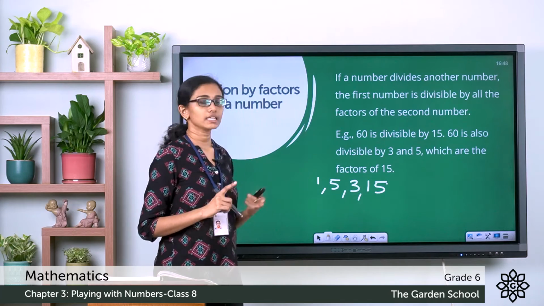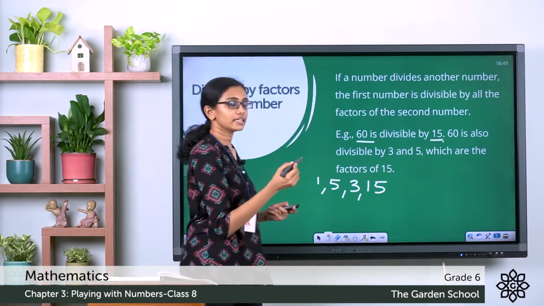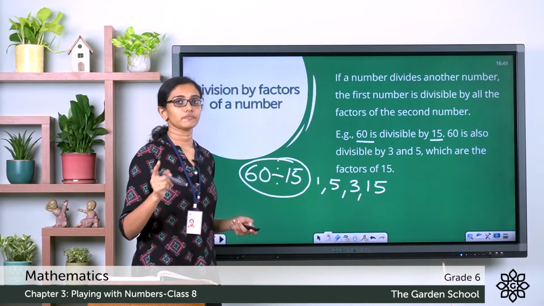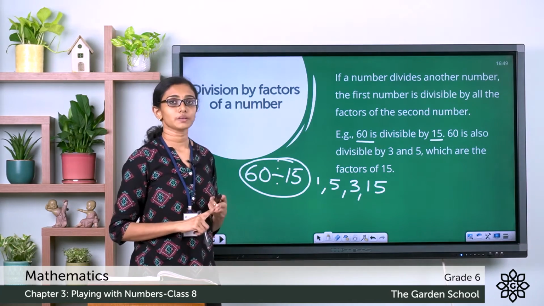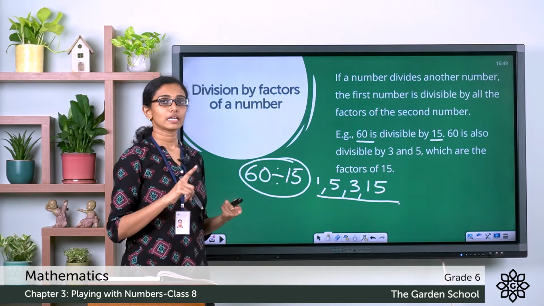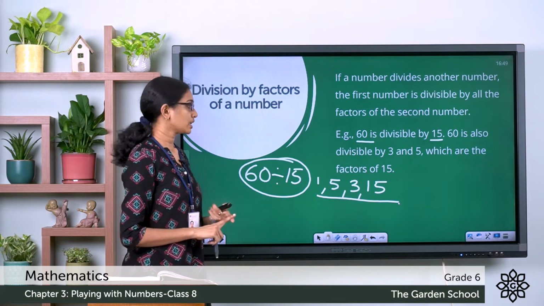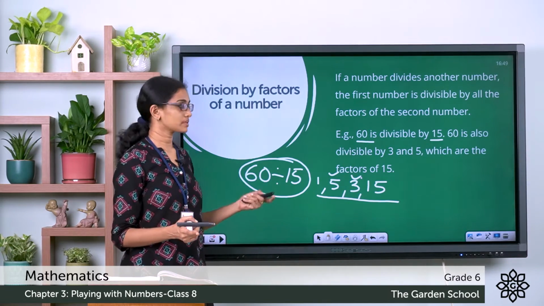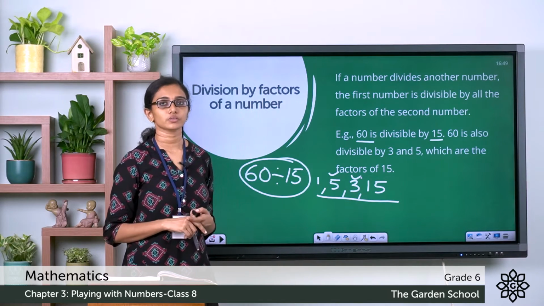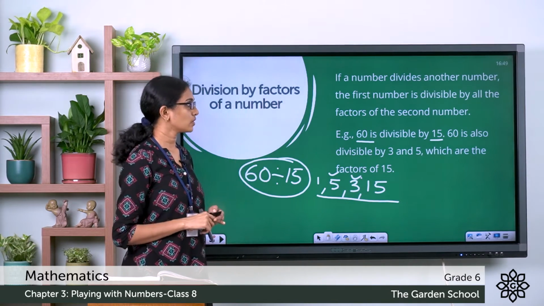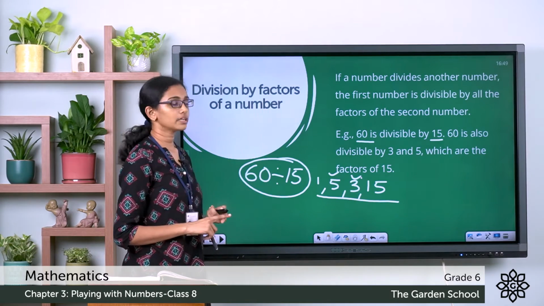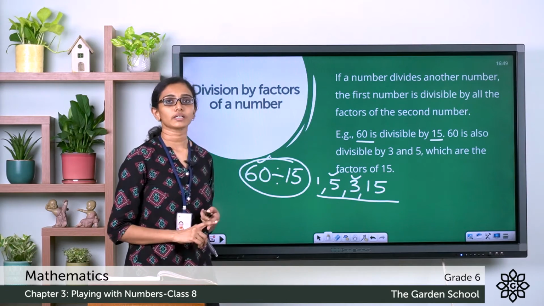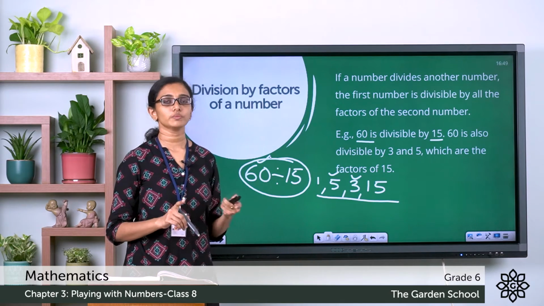If 60 is divisible by 15, how do you write it? 60 divided by 15. If 60 is divisible by 15, then 60 will also be divisible by all the factors of 15. It will be divisible by 3 and 5, which are two factors of 15, and also by 1 and 15, which are the other factors of 15. Is this clear now? Let's see that rule once again. If a number divides another number, then the first number is divisible by all the factors of the second number. Hope this is clear to you now.